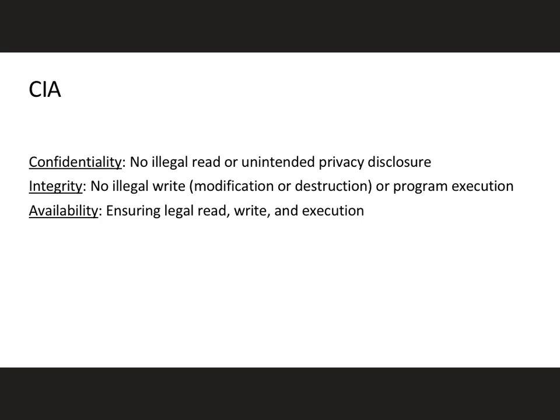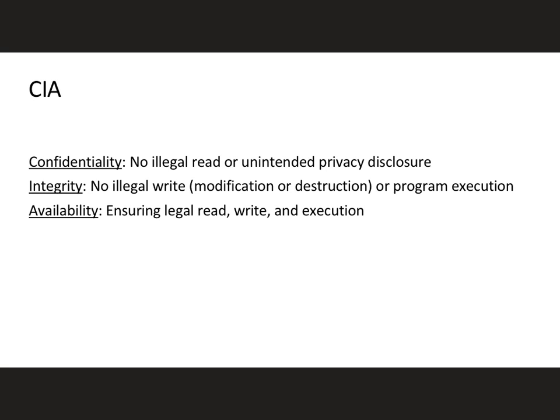Before introducing the second part of this lecture, the hash functions, we need to know why we need to use hash functions. So let's see the cryptography applications first. I think you still remember the CIA triad security objectives. Yes, they are confidentiality, integrity, and availability. Confidentiality means no illegal read or unintended privacy disclosure. Integrity means no illegal write or program execution. Availability means ensuring legal read, write, and execution.